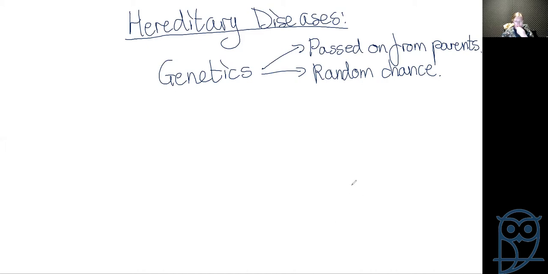So let me give you some examples of these. So let's make this a different color. Let's go with blue. Okay, so the first example, and this is one that they have in your book, is called cystic fibrosis. So what cystic fibrosis is, it is a genetic fault in the specific gene that causes the CFTR process, a protein.